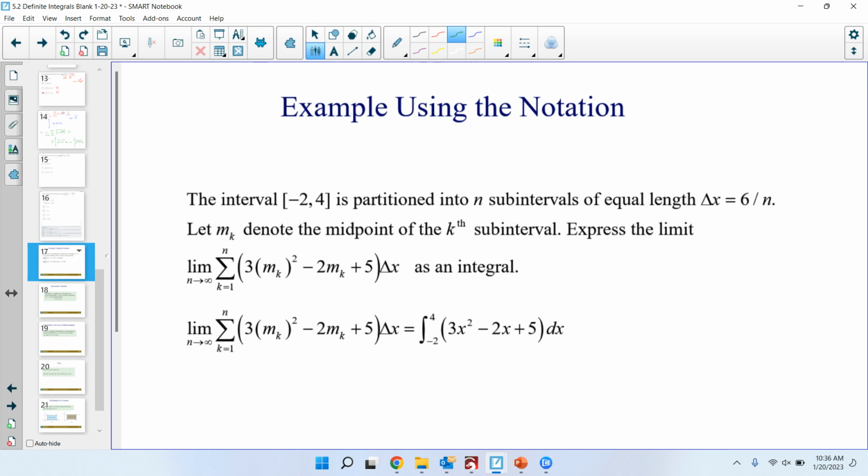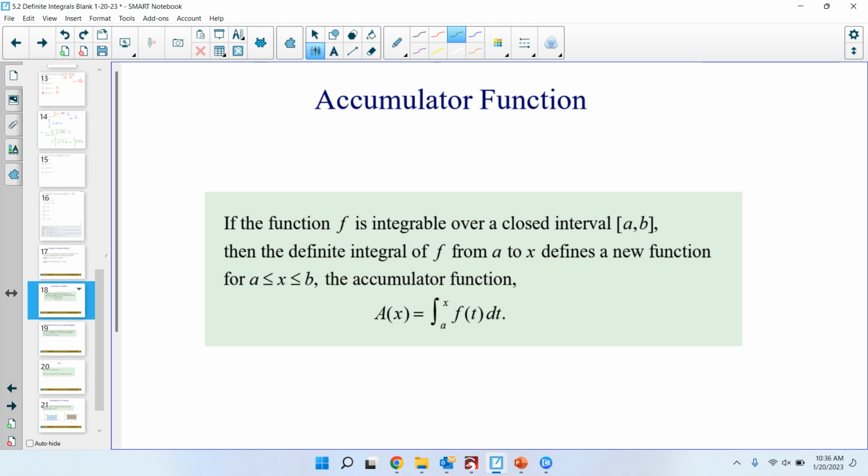All the m sub k's turned into x's. That was easy. All right.